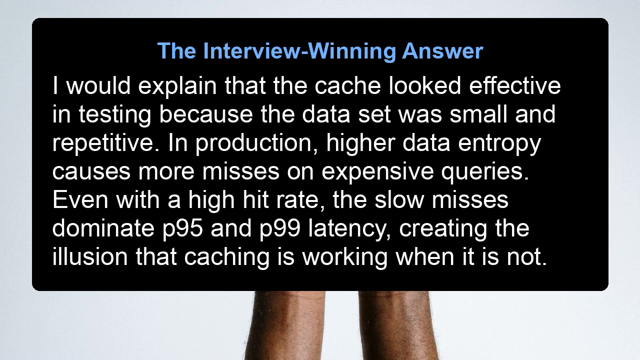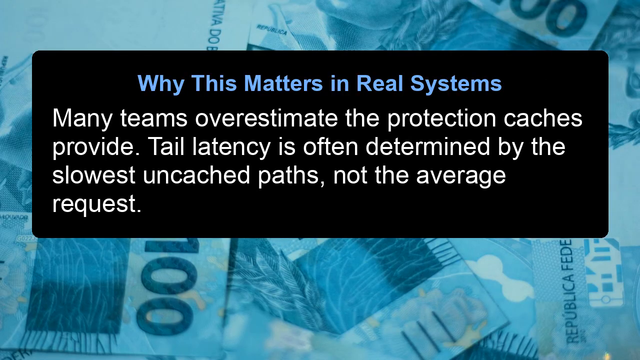The interview-winning answer. I would explain that the cache looked effective in testing because the data set was small and repetitive. In production, higher data entropy causes more misses on expensive queries. Even with a high hit rate, the slow misses dominate P95 and P99 latency, creating the illusion that caching is working when it is not. Why this matters in real systems. Many teams overestimate the protection caches provide. Tail latency is often determined by the slowest uncached paths, not the average request.